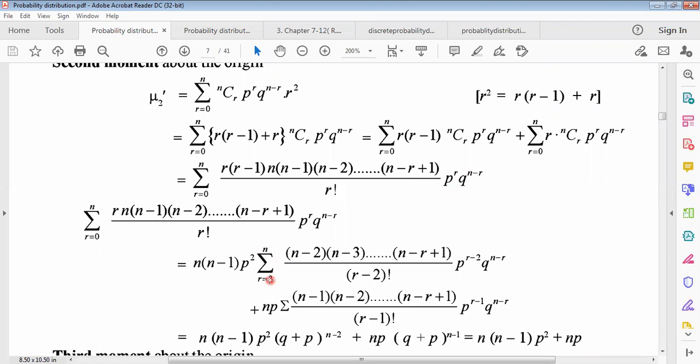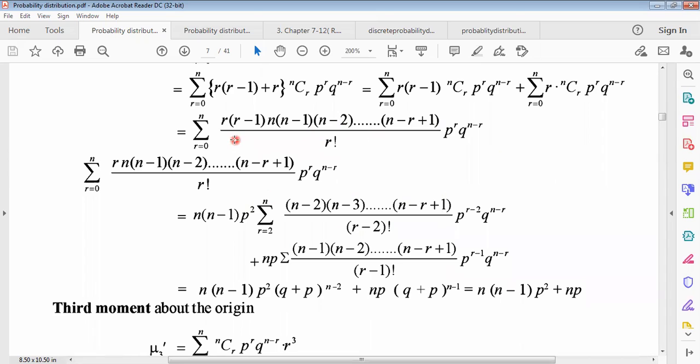Starting from r equals 2 to n, then n minus 2 starts. And n minus 1 will be common, and r factorial becomes r minus 2 factorial because r and r minus 1 are cancelled. So we get n minus 2, n minus 3 ... n minus r plus 1 over r minus 2 factorial. This is also a binomial series starting from r equals 2 to n.